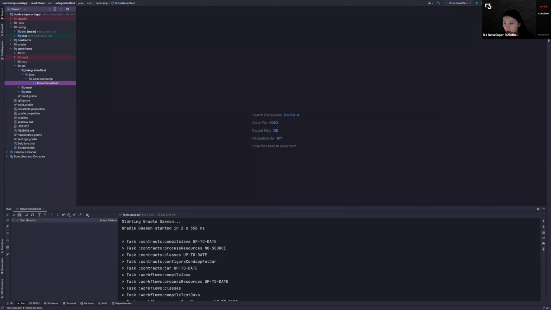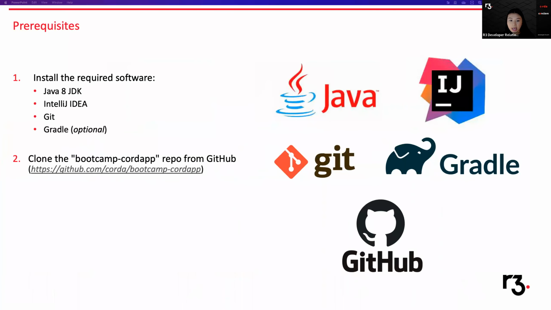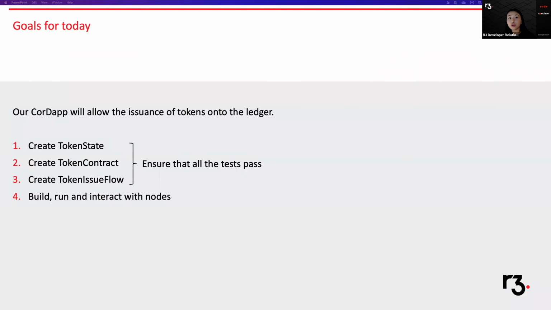And all right, so let's go back to our presentation now that the tests look fine. Let's go through our goals for today. So the CorDapp that we're building today will allow the issuance of tokens onto the ledger. There are 4 main steps that we have to do. Number 1 is create a token state. Number 2 is create a token contract. Number 3 is create the token issue flows. And throughout the first 3 steps, we want to ensure that all of the tests pass. As this is kind of a template project for us to get familiar with Corda and CorDapps, there are already tests that are written for us, so lucky us, and it makes our lives a lot easier.